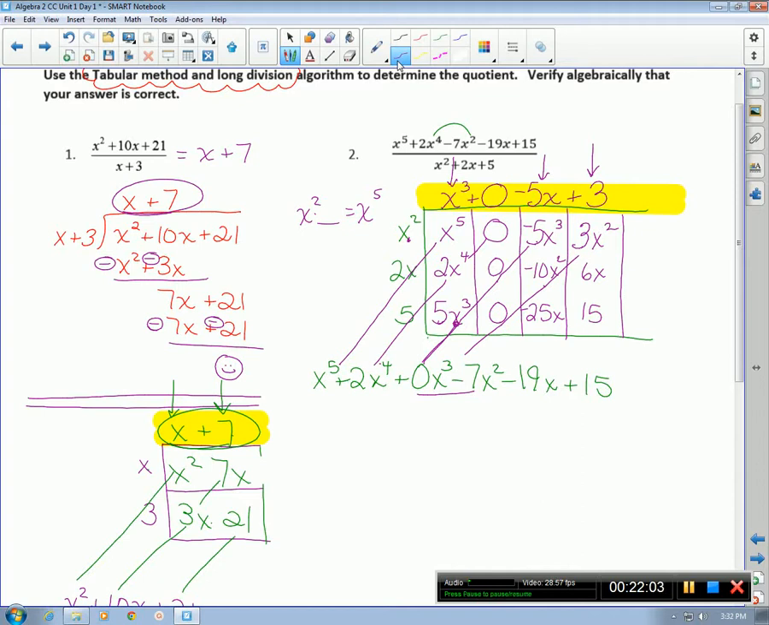Next term, negative 19x comes from negative 25 and positive 6. It does. And positive 15 comes from 15. So we are done. Our quotient, whoops, I didn't want to do that. I was moving the arrow, thank you very much. Our quotient is x cubed minus 5x plus 3.